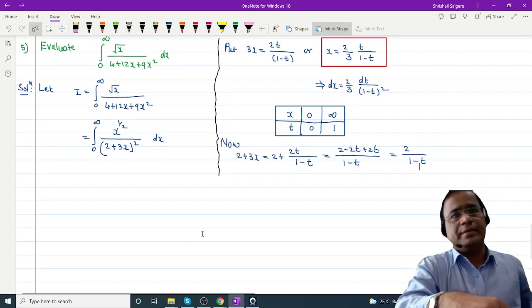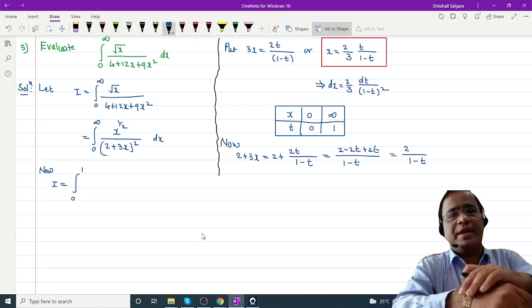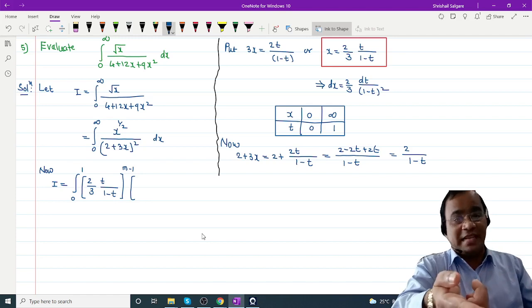Okay. Now this integral can be written as follows. Purposely, since there was a break in between, you have to write these steps. The new limits are from 0 to 1. Here x is 2 by 3 into t divided by 1 minus t, whole raised to m minus 1, and 2 plus 3x, but I have to put its reciprocal. Remember, I have to put its reciprocal.